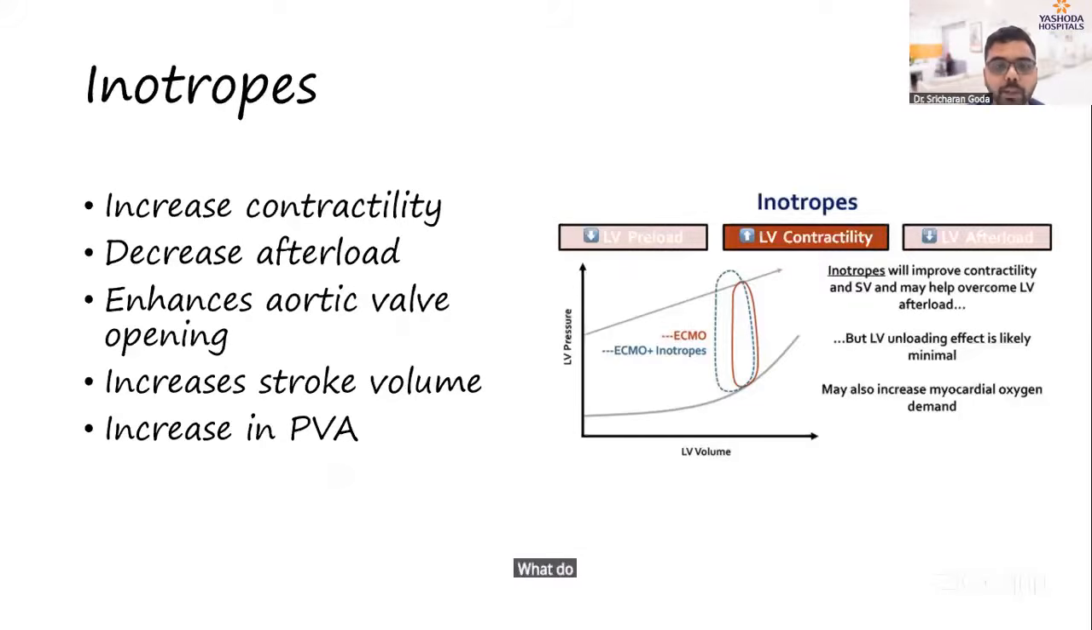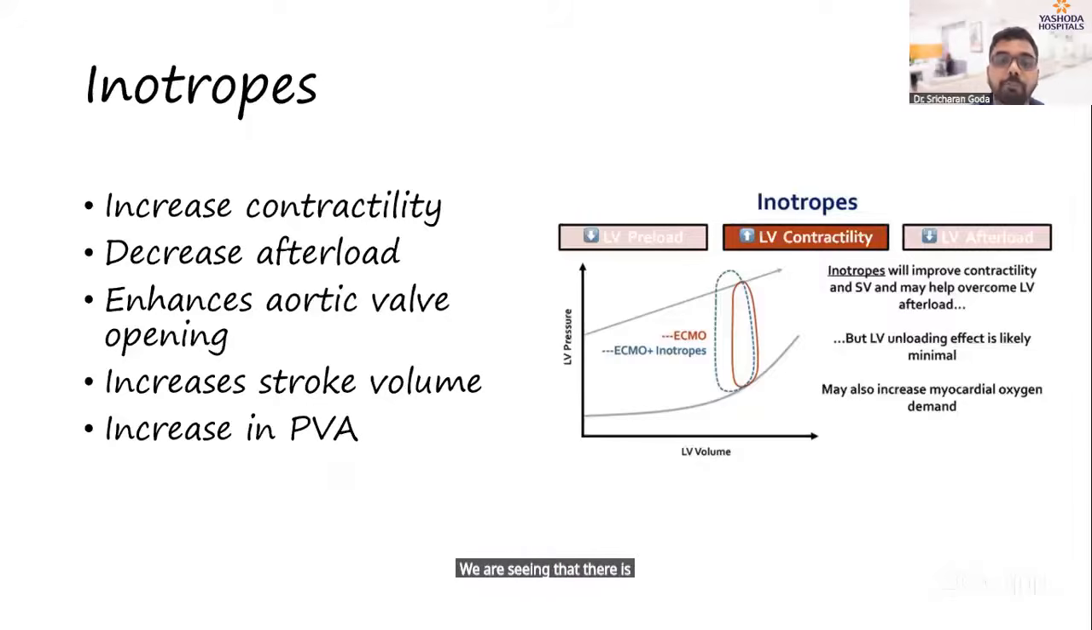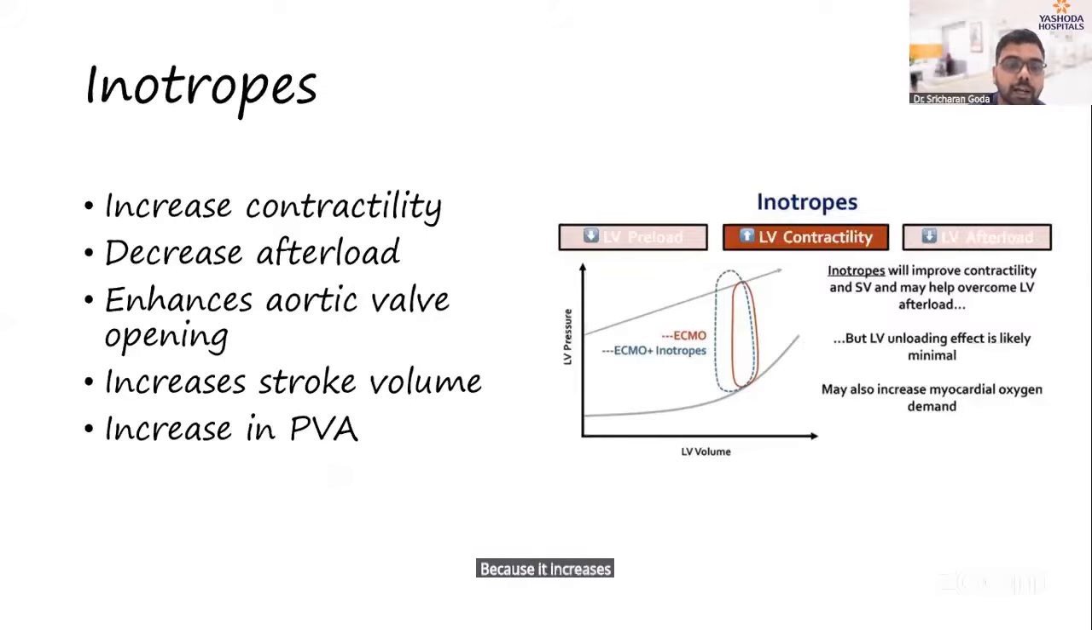What do they essentially do? They increase the contractility of the ventricle. They are inodilators, especially milrinone, levosimendan, and dobutamine. They also decrease the afterload. By decreasing the afterload and improving the contractility, there is ejection of blood from the left ventricle into the aorta, causing more aortic valve opening. So it enhances aortic valve opening.